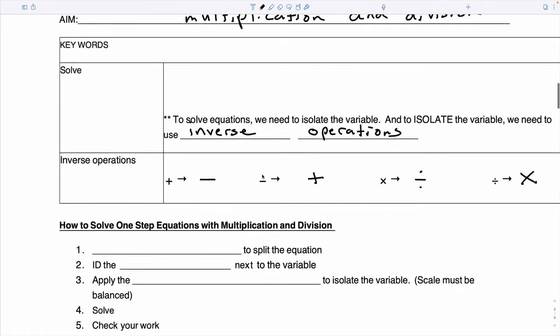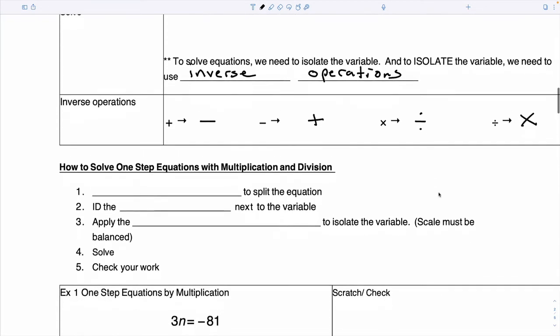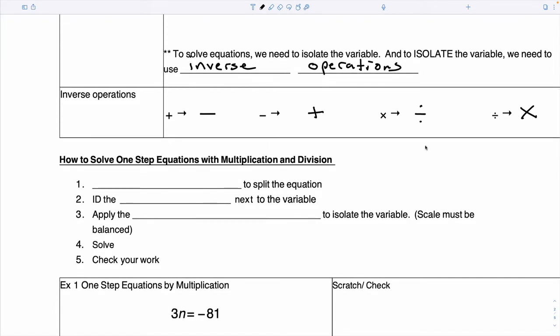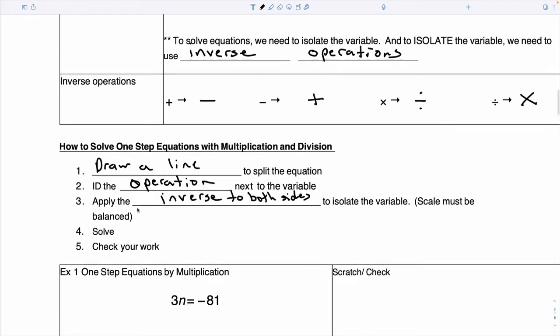So we already know the plus and the minus. Today's new trick is how do we deal with variables that are being multiplied or divided. We're going to follow these same steps with just a slight difference with the multiplication. First step is to draw a line. Then identify the operation next to the variable. Then apply the inverse to both sides. Then solve it, and we'll see how we can check our work.